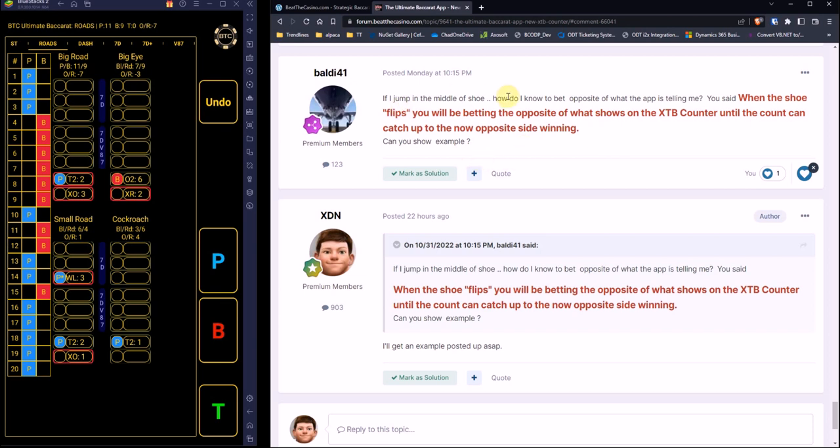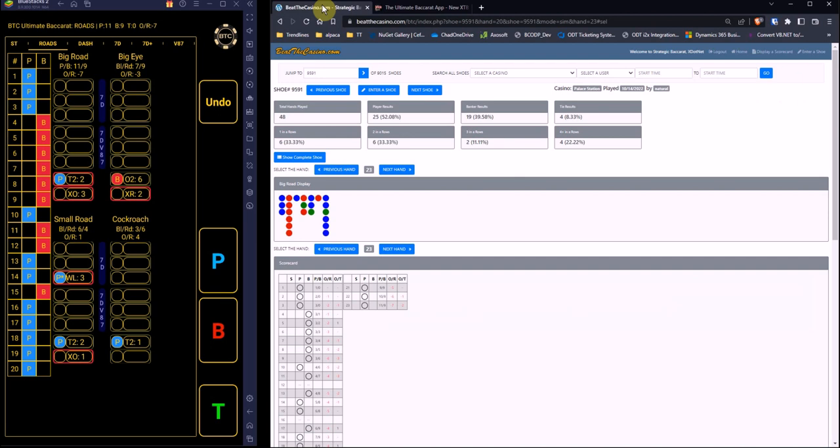If I jump in the middle of a shoe, how do I know to bet opposite of what the app is telling me? Because earlier in another thread, I had said, when the shoe flips, you'll be betting the opposite of what shows on the XTB counter until the count can catch up to the now opposite side winning. Can I show an example? So let's have a look at an example.